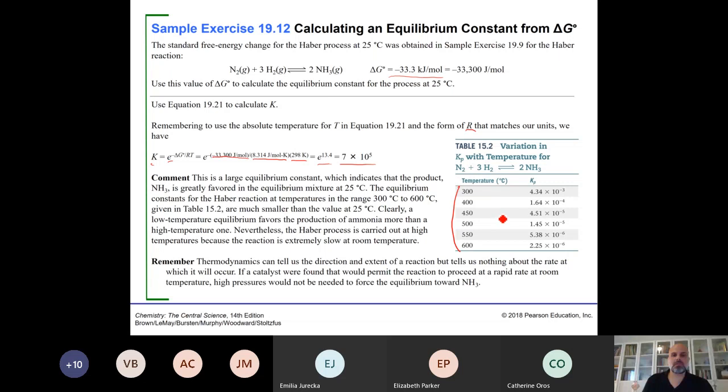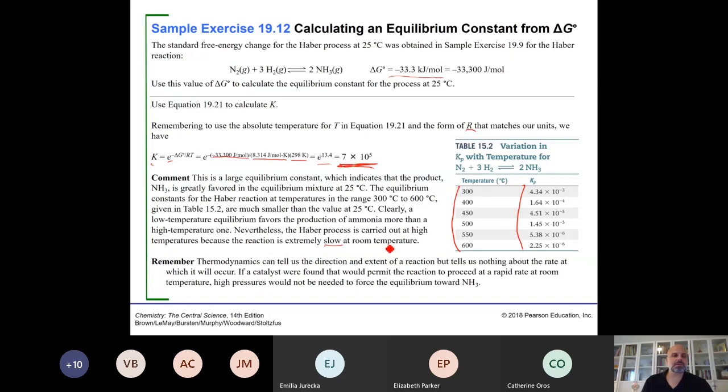They're much smaller than the value at 25 degrees Celsius. This K is very large at 25 degrees Celsius, but at the temperatures they run this reaction at, the equilibrium constants are very small. So clearly a low temperature equilibrium favors the product ammonia more than a high temperature one. Nevertheless, the Haber process is carried out at high temperatures because the reaction is extremely slow at room temperature.